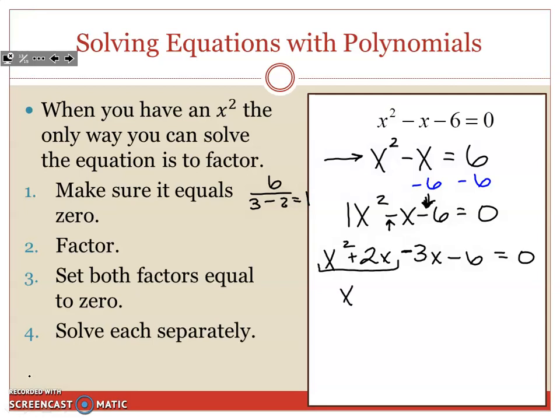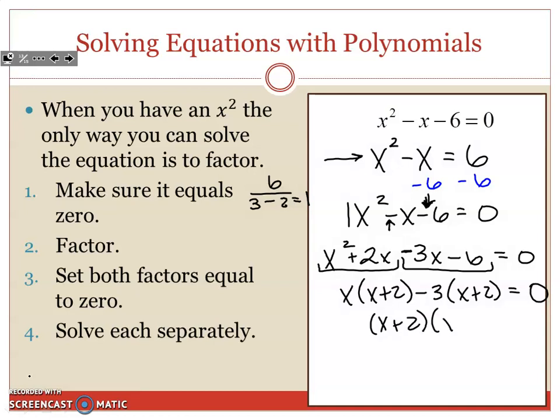What can I pull out of those two? Well, I can pull out an x. I'm left with an x plus 2. That's got a negative, so I have to pull out a negative, and it's 3 and 6, so I can pull out a negative 3. When I do that, I'm left with an x plus 2. Remember, if you pull out a negative, you have to change your signs. Again, just an equals 0 off to the side there. This factors to x plus 2 times x minus 3 equals 0.